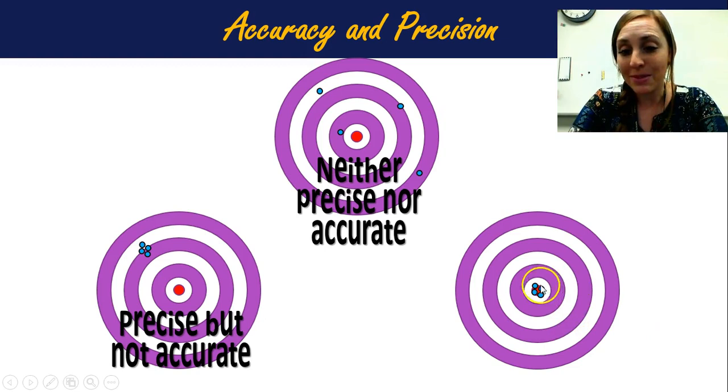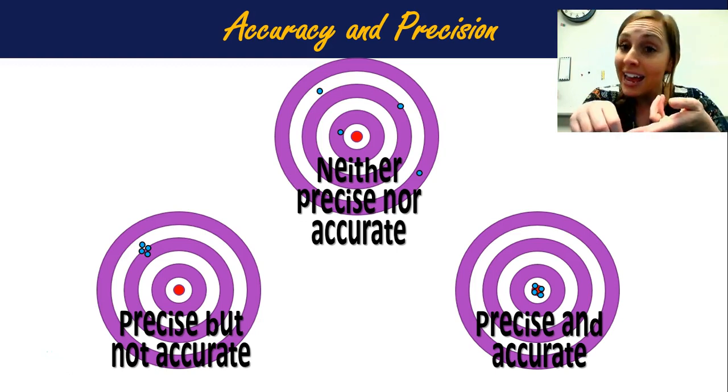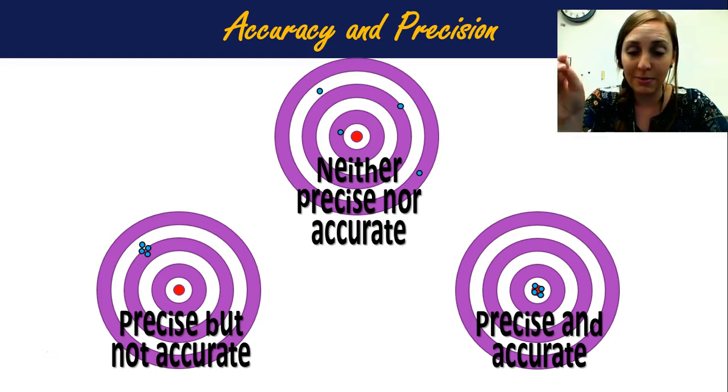But if you find someone that can do this with the darts, that's who you want on your team because they are both precise and accurate. They're getting the right place and they're repeatedly getting the right place. So it's the same every time, it's precise, and it's correct every time, so it's accurate.